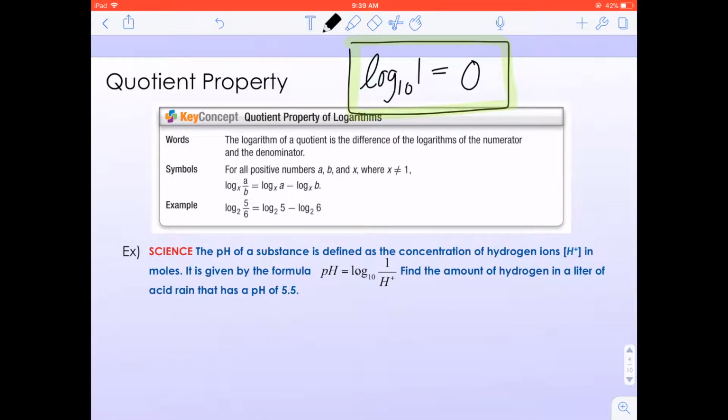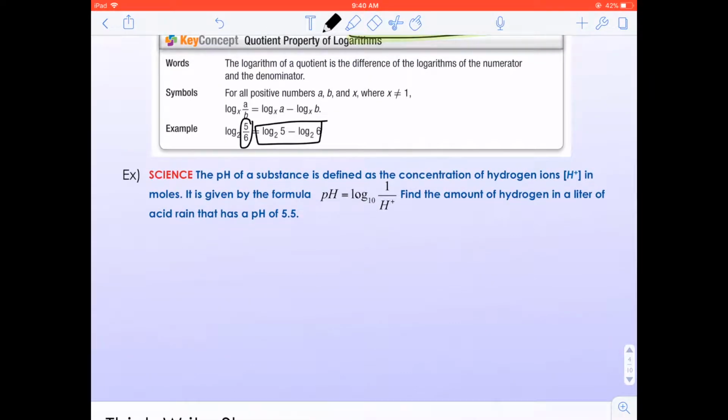Okay, now we're going on to the quotient property. This is basically the same thing, right? We're saying if we divide two things, we can rewrite that as subtraction, just the opposite of multiplication. And I have another little hint up here that can help you. Log base 10 of 1 will always equal 0.